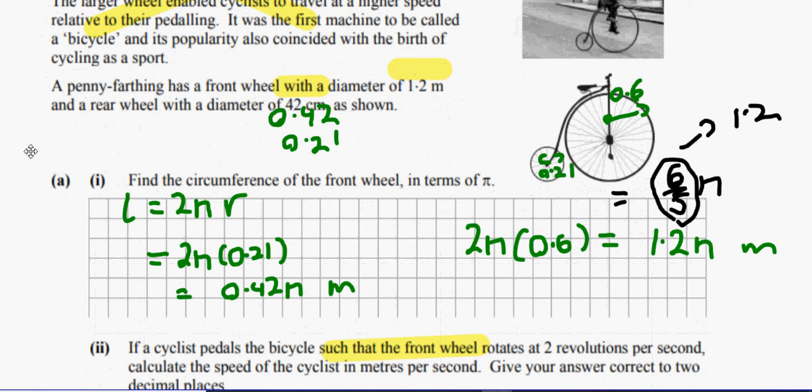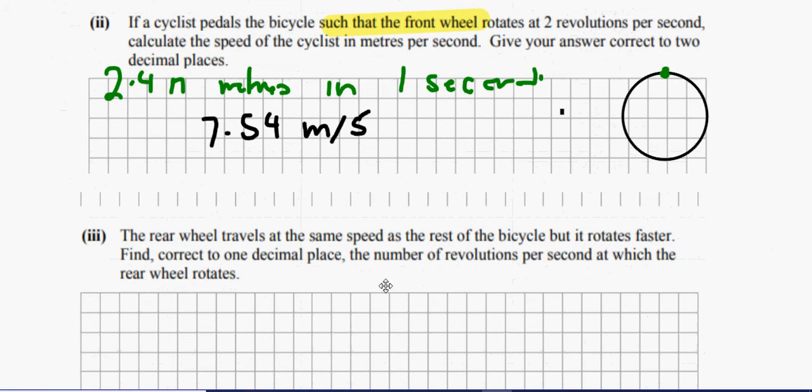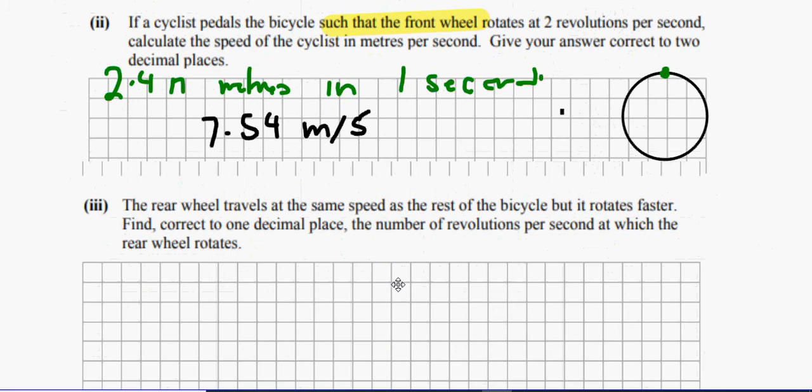All right, sorry. Now, what's the next question want from us? The rear wheel travels at the same speed as the rest of the bicycle, but it rotates faster. Find, correct to one decimal place, the number of revolutions per second at which the rear wheel rotates. Now, let's think about it. What distance does the big wheel cover per second? It was 2.4 pi. Or, Sam, you could also use 7.5. Right? Now, how many spins would the smaller wheel need to do to cover this distance?